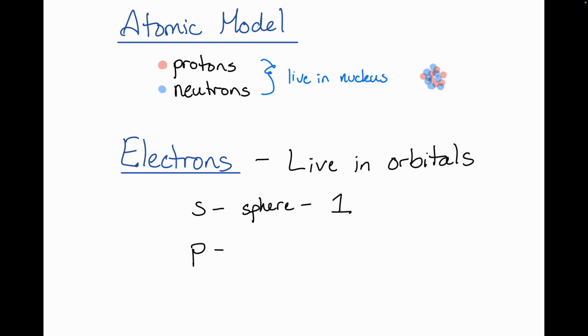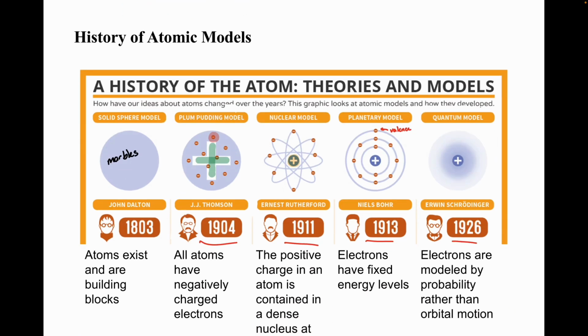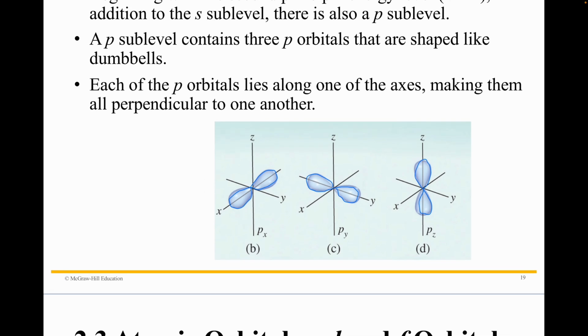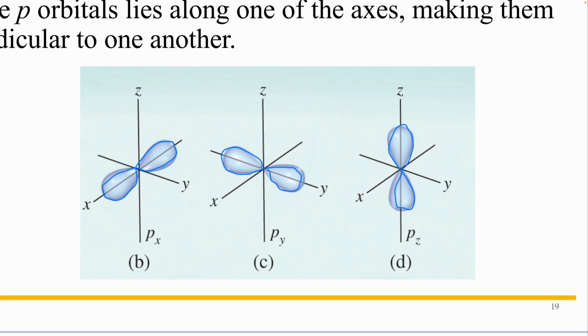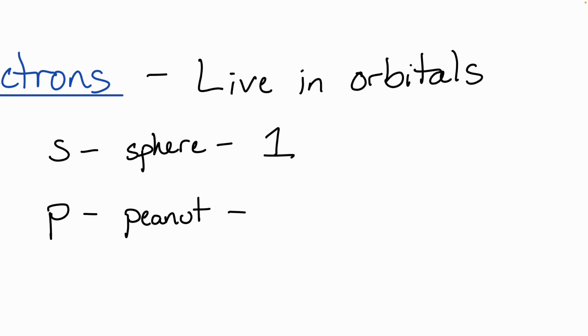We got to the p, our peanut shaped orbitals. How many different peanut shaped orbitals did we have? 3, right? There were 3 different ones. They were all the same shape, but they were oriented differently in space. So we're just going to make a note, 3 orbitals.